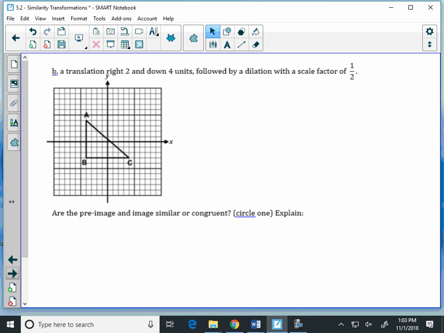B says a translation, right 2 and down 4, followed by a dilation with a scale factor of 1/2. That's where that 1/2 comes from. I was thinking of this one. So go ahead, do the translation first. You're just taking each vertex, moving it right 2, and then down 4. Then label A prime, C prime, and B prime.